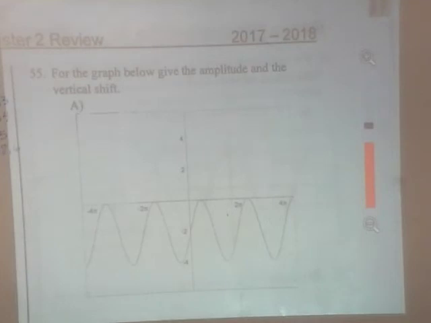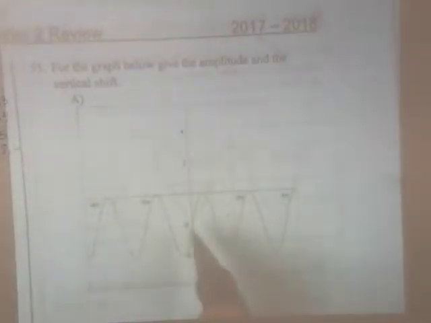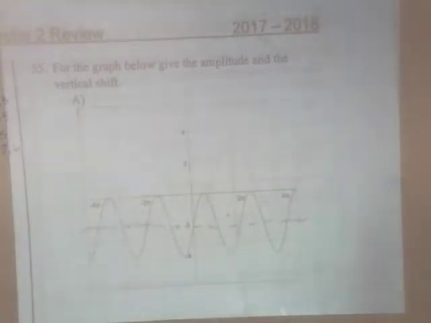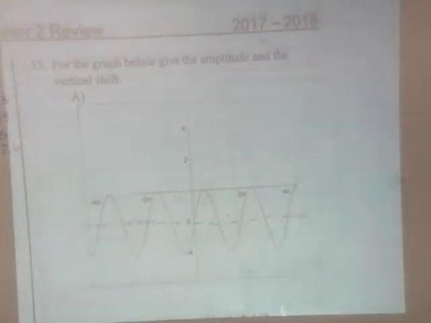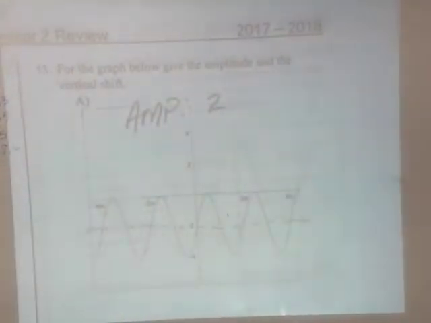55 is a graph. So it says, give the amplitude and the vertical shift. What do you think the midline of this one is? Looks like -2, yeah? Looks like the middle's right there at -2. So what would the amplitude be? The distance from the midline to the top or the midline to the bottom, right? So the amplitude is going to be 2. And then it says the vertical shift, down 2. Up or down? How far did it shift? We'll say down 2.